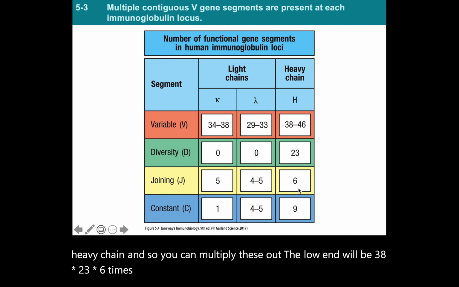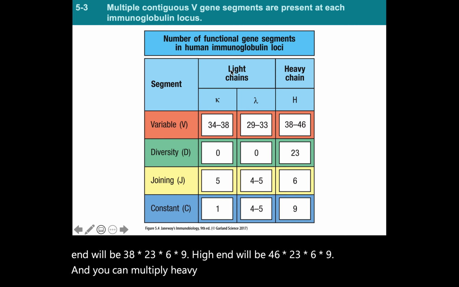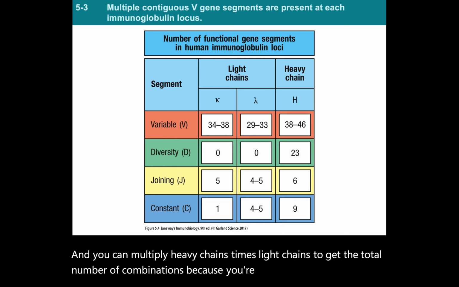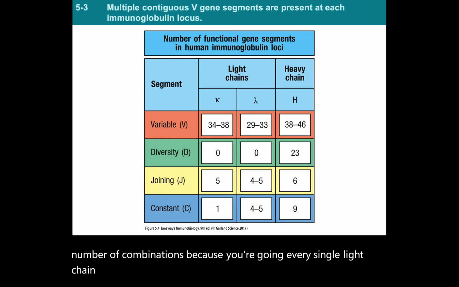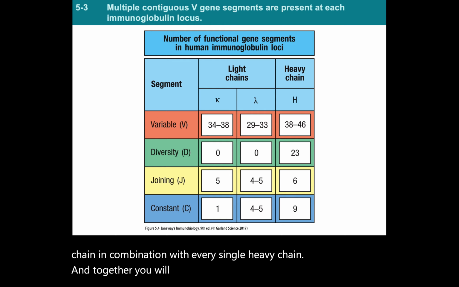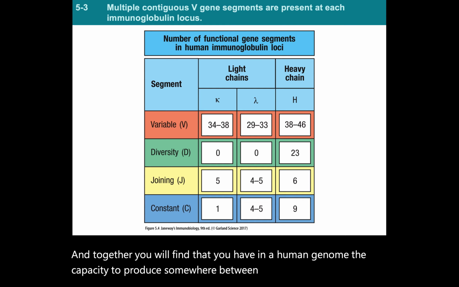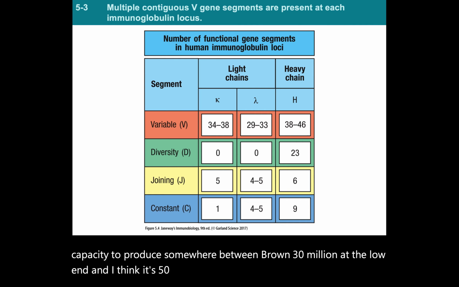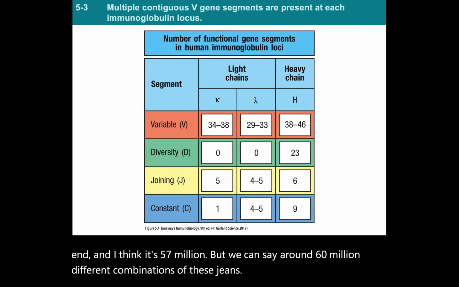High end will be 46 times 23 times 6 times 9. And you can multiply heavy chains times light chains to get the total number of combinations, because you can have every single light chain in combination with every single heavy chain. And together you will find that you have in a human genome the capacity to produce somewhere between around 30 million at the low end, and I think it's 57 million, but we can say around 60 million different combinations of these genes on the high end.